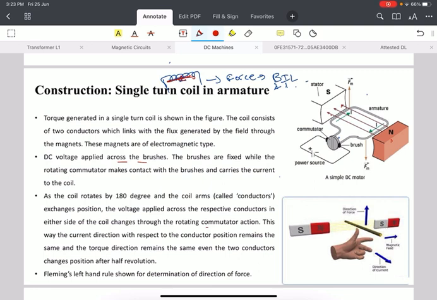On the other hand, if a conductor experiences a rate of change of magnetic field, then a voltage will be induced in this conductor, with the basic principle of electromagnetic induction. That induced voltage will be equal to minus N d phi by dt, where N is the number of turns. The induced voltage will create a current to flow in this conductor.